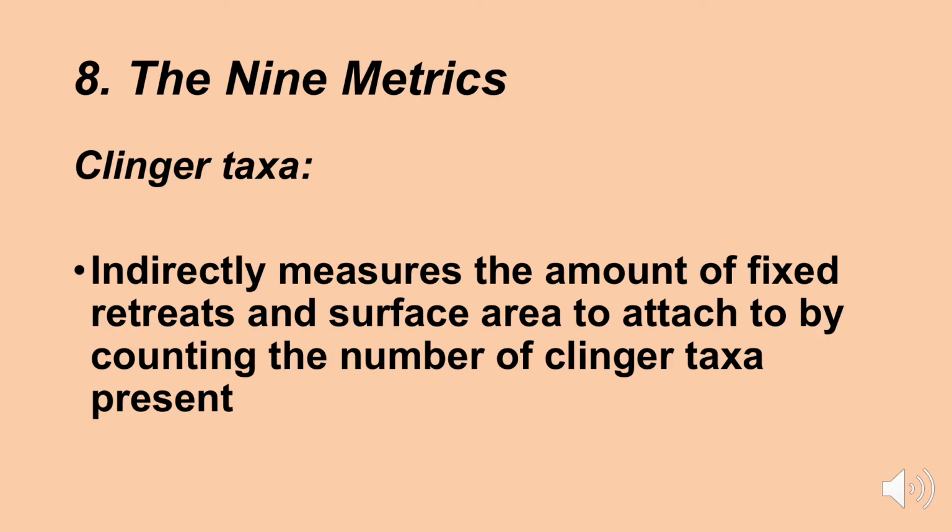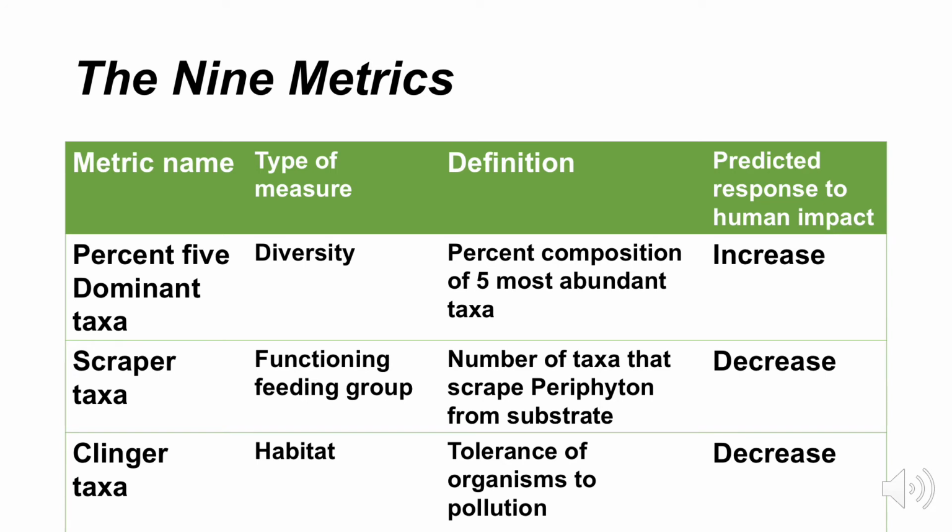And then finally, we have Klinger taxa. Klinger taxa indirectly measures the amount of fixed retreats and surface area to attach to by counting the number of Klinger taxa that happen to be present. And this is a measurement of habitat. The tolerance of organisms to pollution, you would expect as there's more human response, you would have a decrease in the number of Klinger taxa. So these are the 9 metrics.